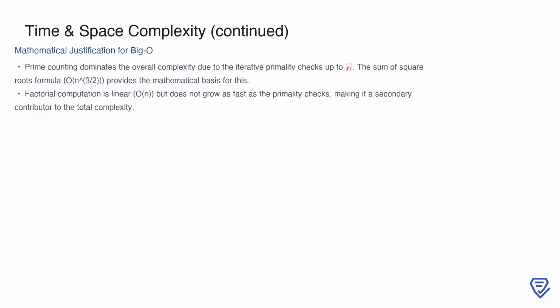The factorial computations, while linear at O(n), grow significantly slower than the primality checks, making them secondary in impact. As a result, the total complexity is dominated by the prime counting process, and the overall time complexity of n^(3/2) is mathematically justified. This balance between the dominating and secondary components ensures that the solution is both optimized and scalable compared to less efficient methods like brute force.